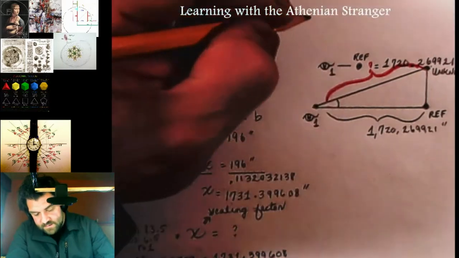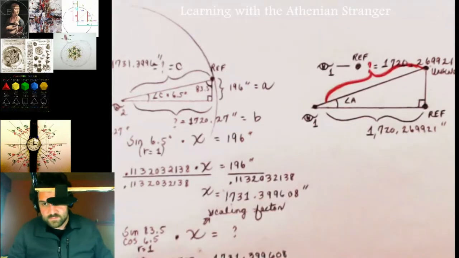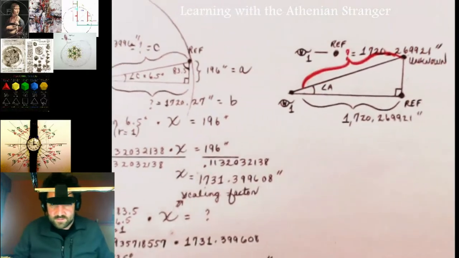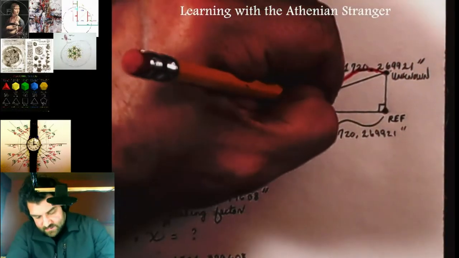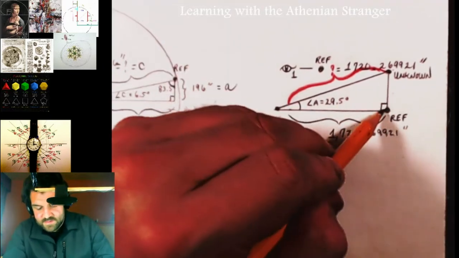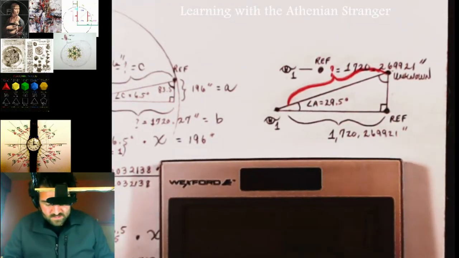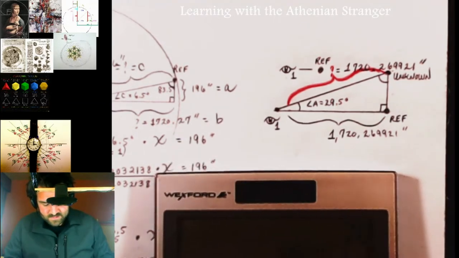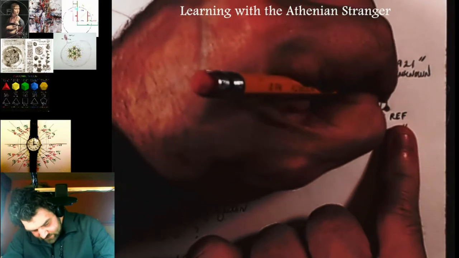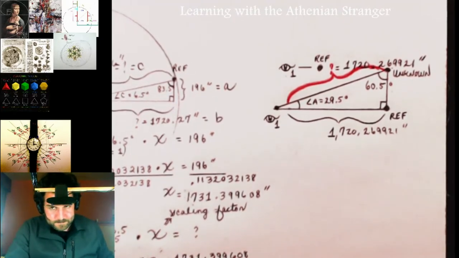We also know this angle. This is a right angle, and that's important. We know this is angle A, and angle A was equal to 29.5 degrees. If this is 90 and that's 29.5, then we know what that is: 180 minus 90 minus 29.5 gives us 60.5. So this is 60.5 degrees.